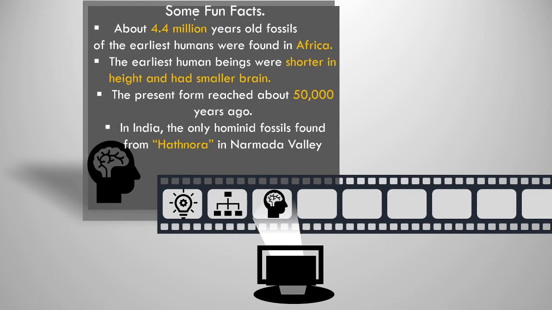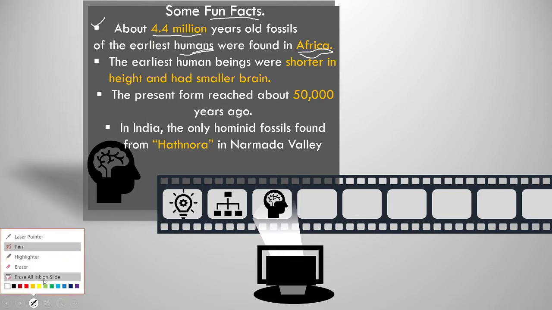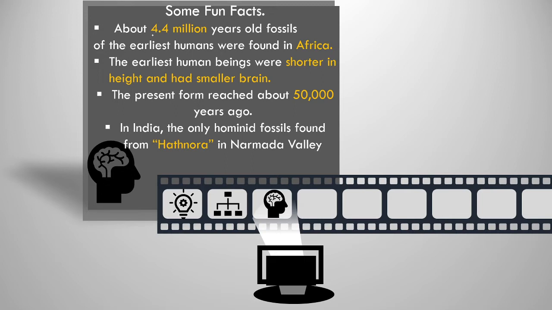Now we have some fun facts which will give you a brief description about Paleolithic age. Okay? So the first point is that 4.4 million year old fossils of earliest humans were found in Africa. So around 4.4 million years old fossils were of the earliest human beings and they were found in Africa. Okay, they were not found in India but in Africa. How many years ago? 4.4 million years ago. That's a long period. Now let's see the next topic.